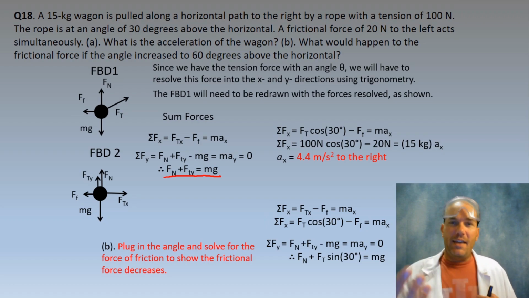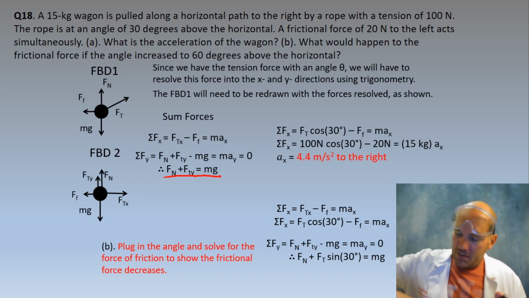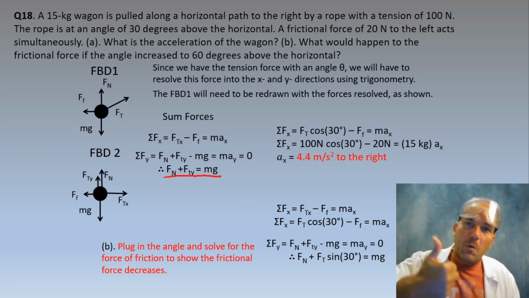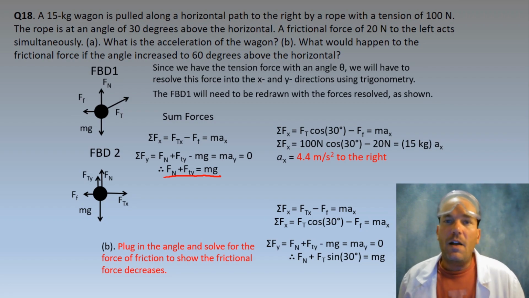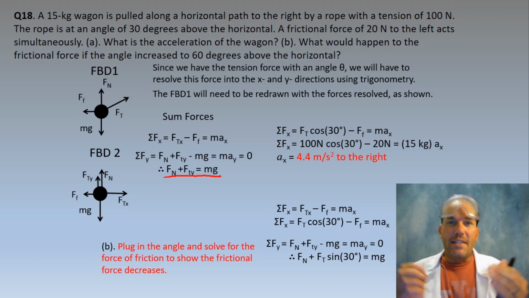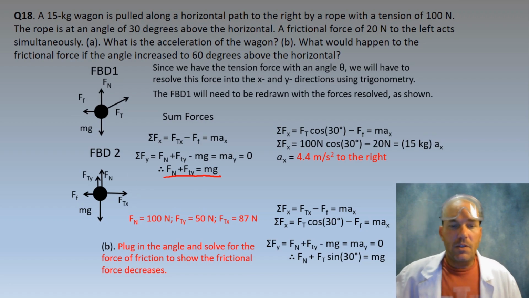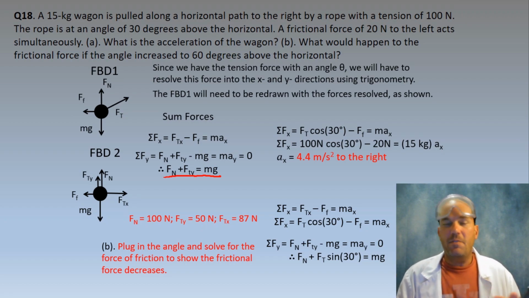So if we plug in that angle of 60 degrees and solve for the force of friction, we're going to see that the frictional force decreases. And that should make sense because you're essentially lifting the wagon up, that upward applied force. As theta increases from 30 to 60, you're going to get a greater value there, which is going to decrease the force of friction, okay? So if you were to look at some of those numbers here, force normal 100 and FTY, FTX, you would get 50 and 87 respectively.